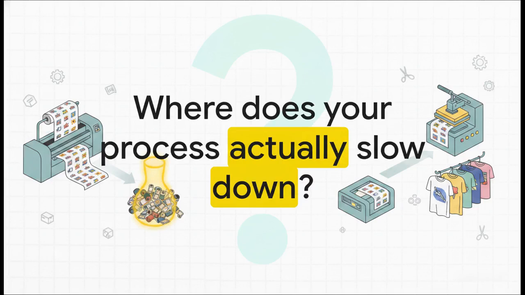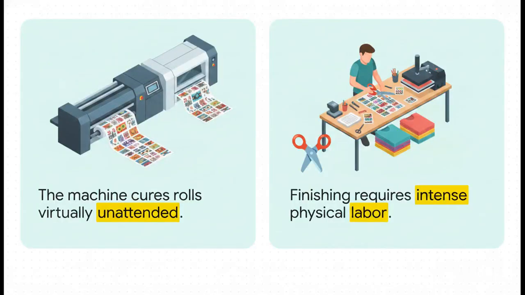We need to find the true bottleneck. And the stark reality here is a massive mismatch. It's actually kind of ironic. Your commercial DTF machine is a highly advanced workhorse. It is perfectly capable of printing and curing a 100-meter roll of densely packed gang sheets virtually unattended.